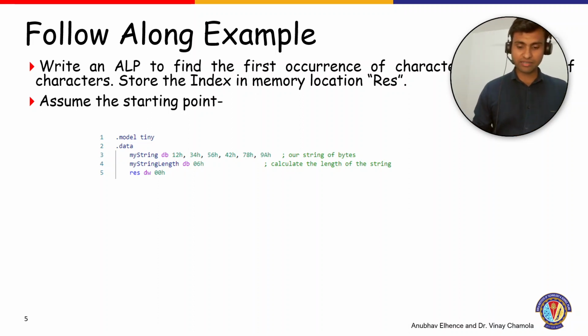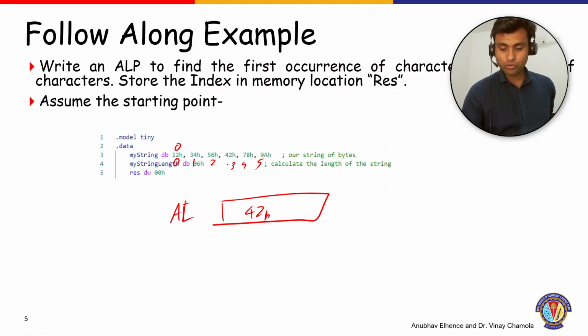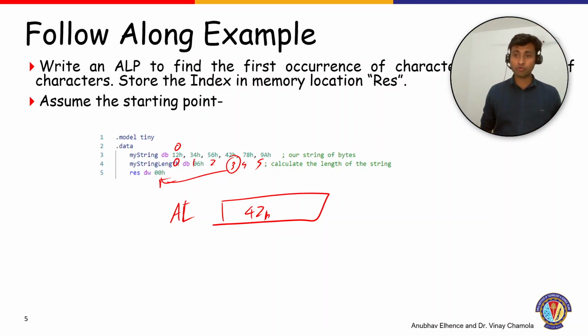So what you have to do is that if there is a string of characters given to you, let's say 12h, 34h. So this is the 0th index, first, second, third, fourth, fifth. And then in your AL register, if you store something, let's say 42h, then wherever this 42h occurs for the first time in the string, that index you store in my result. All right. So now pause the video, try to solve this on your own based on what we have discussed so far.